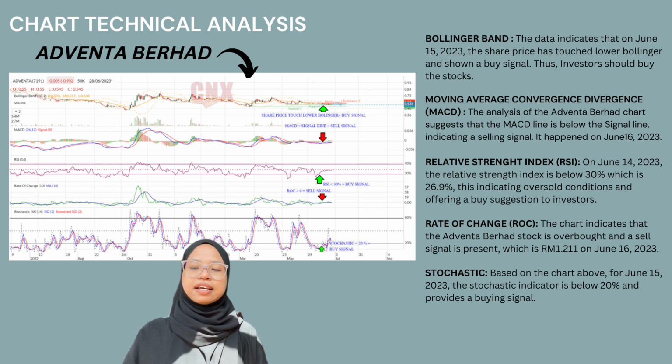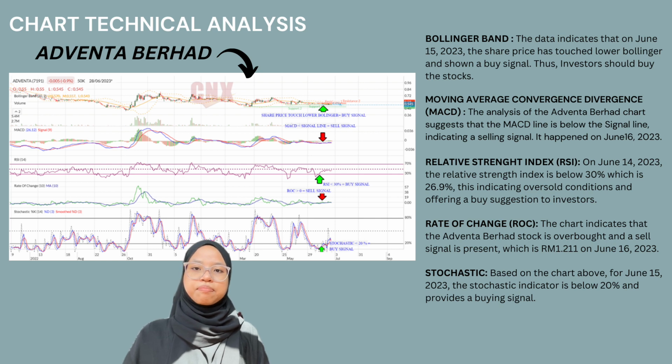The next indicator is Relative Strength Index (RSI). On June 14, 2023, the Relative Strength Index is below 30%, which is 26.9%. This indicates an oversold condition and offers a buy suggestion to the investor. Next one is the Rate of Change (ROC). The chart indicates that Aventar Berhad stock is overbought and a sell signal is present, which is RM1.21 on 16 June 2023.